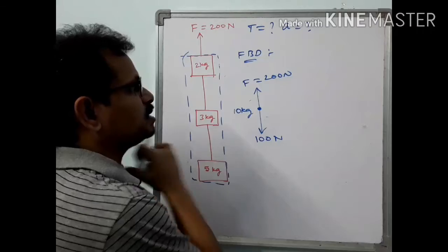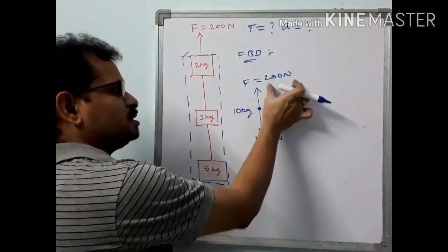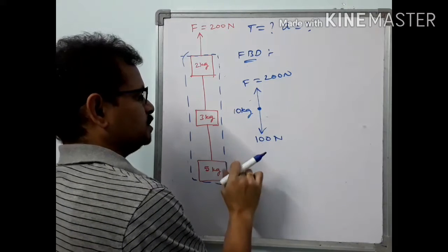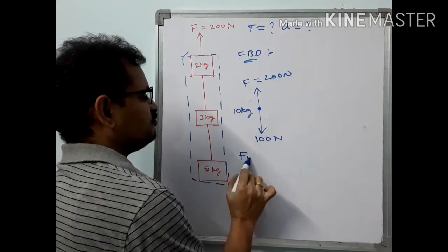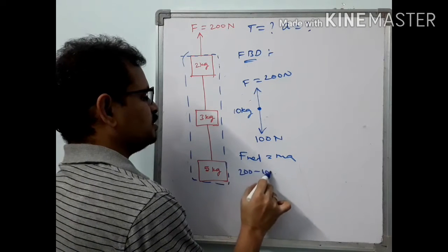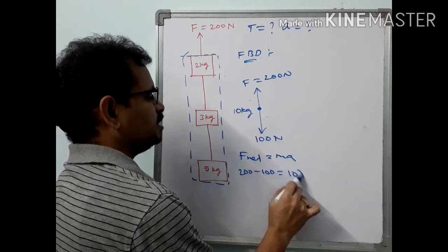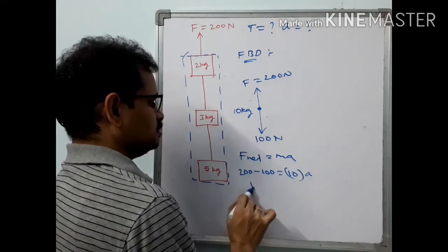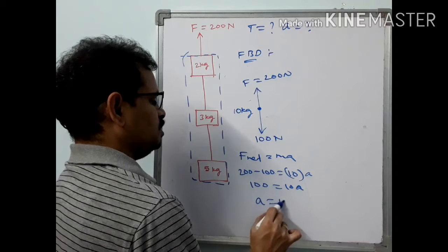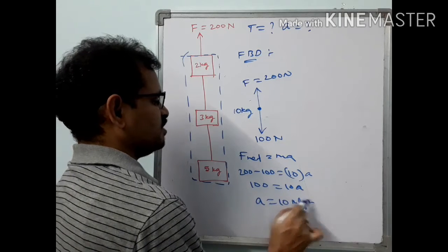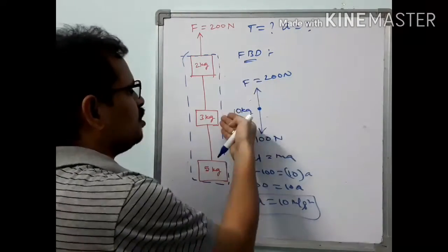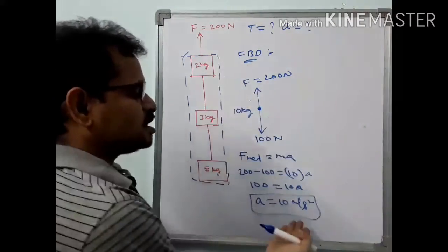So what is the acceleration here? This is pulled up, no? The upward force of 200 newtons is greater than the downward force. F net equal to ma. What is F net? 200 minus 100, equal to mass 10 into a. So 100 equal to 10a, therefore a equal to 10 meter per second square. So the common acceleration is 10 meter per second square, and each and every block here has this common acceleration.